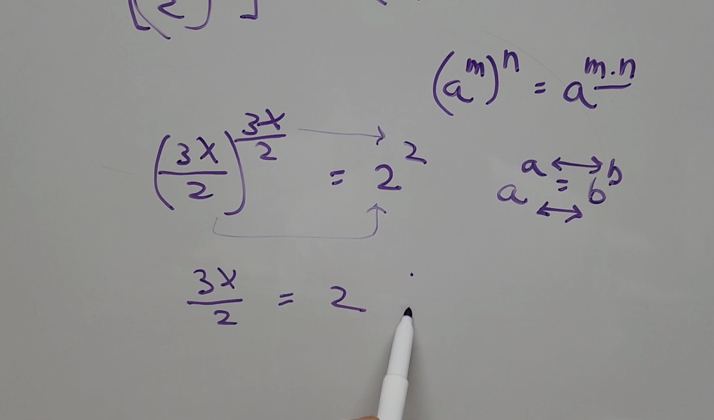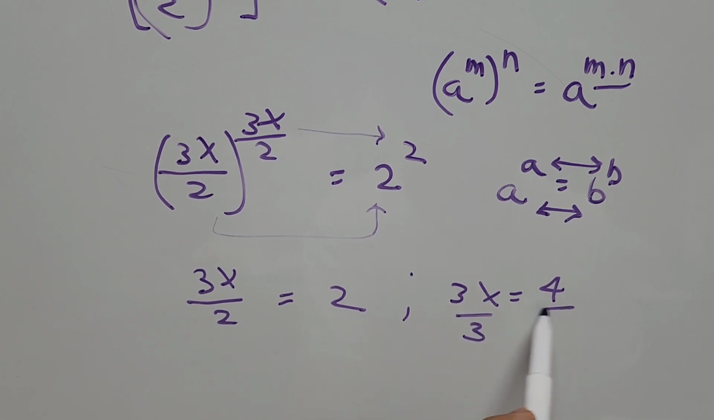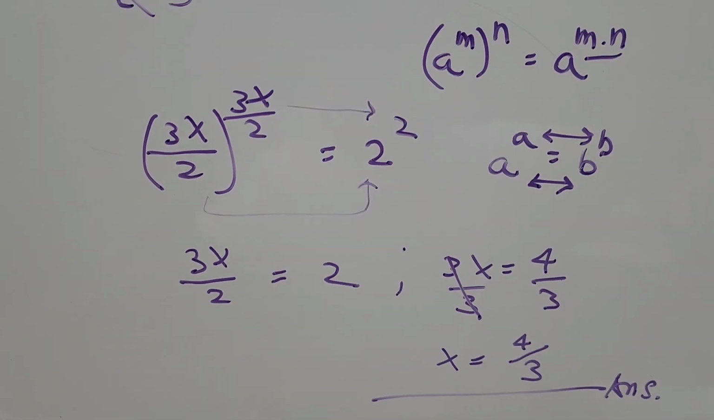Solving for x, 3x is equal to 2 times 2, which is 4. Dividing the whole equation by 3, x equals 4/3. That is our final answer. From here, do we need to check our solution? Let's check our solution then.